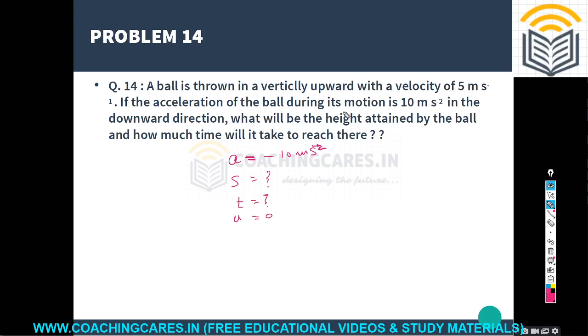So in this numerical, we know the values we have. We have a with us, we have u. So we'll apply the equation of motion. I'm sorry, this is v. This is not u. This v is the final velocity. So when the ball reaches the maximum height, this velocity will be zero. V is zero.